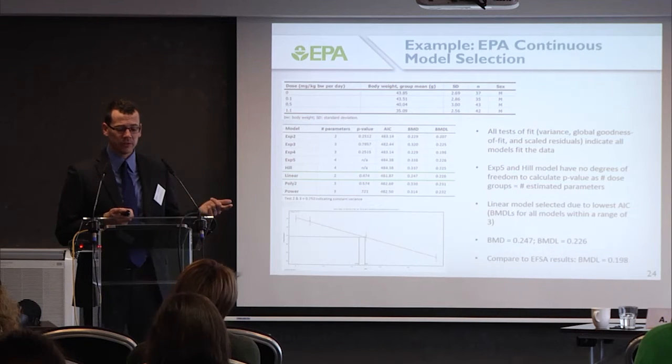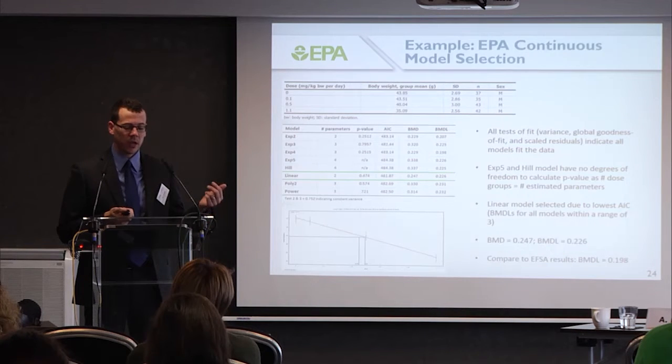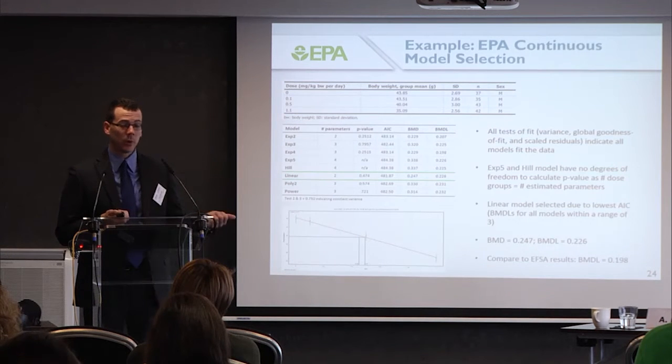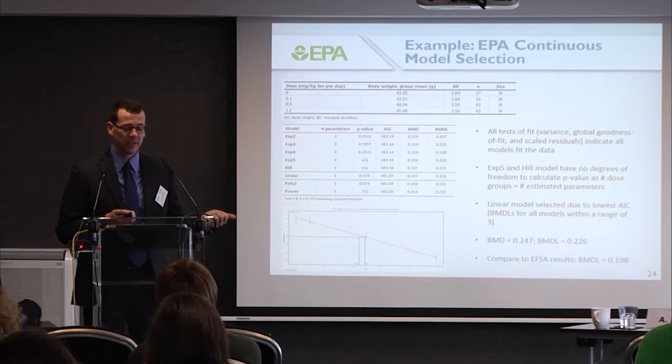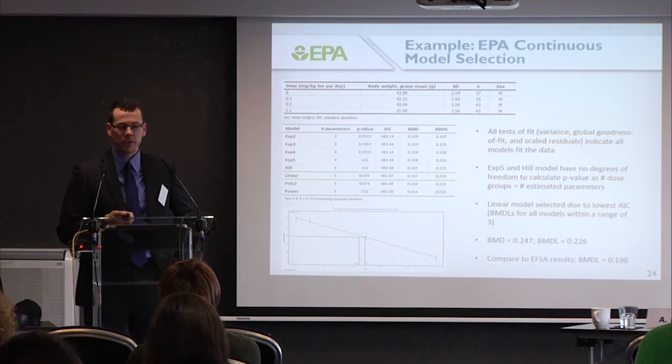We've got 4 dose groups. The exponential 5 and the Hill model have 4 parameters that were estimated. These models are considered saturated because the number of parameters equal the number of dose groups. So BMDS doesn't output a p-value for these models. We don't consider them any further given that they are saturated. So we throw them out of consideration.